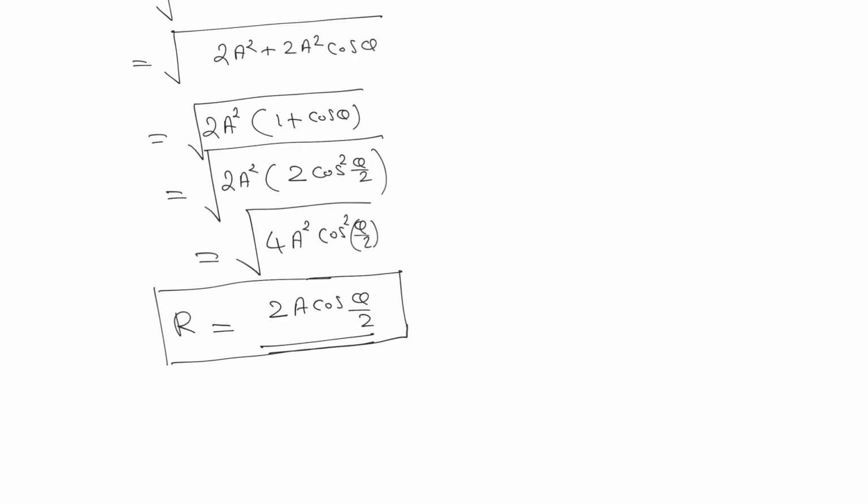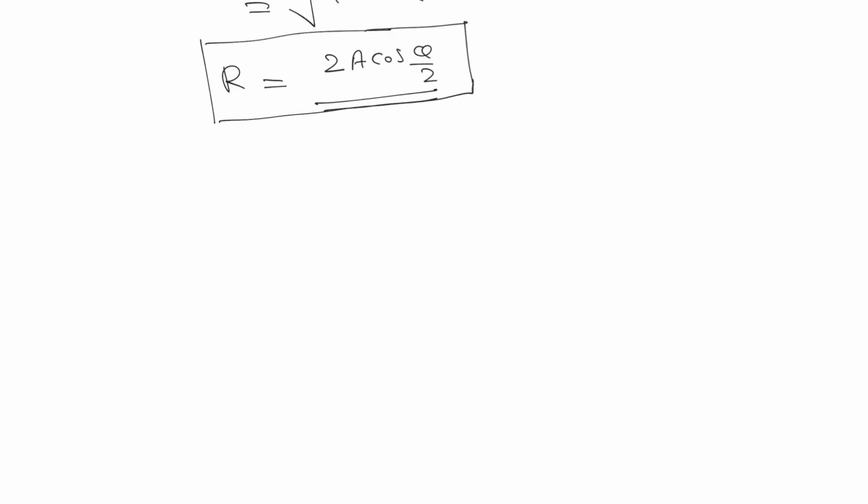Over here remember this trigonometric relation, that is 1 plus cos theta is equal to nothing but 2 cos square theta divided by 2. Same as that we have one more relation, that is 1 minus cos theta, which is basically 2 sin square theta divided by 2.